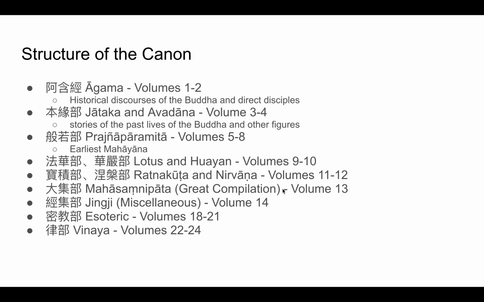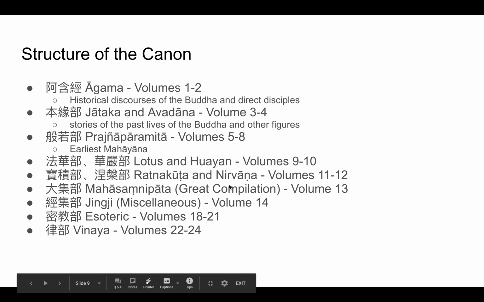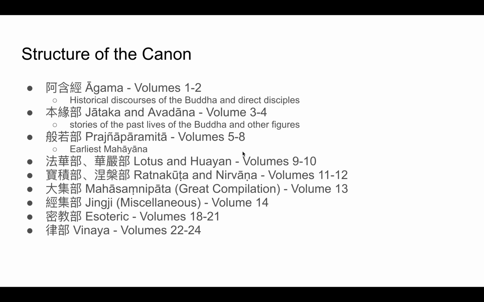In those volumes. Esoteric texts are in volumes 18 to 21. And the Vinaya in 22 to 24. Some of those actually may be earlier than some of these ones ordered. So there's kind of a logical plus a chronological ordering here. It's not strictly chronological. And there's some things you might find even mixed up. There might be some esoteric text in the Prajnaparamita section and so on.